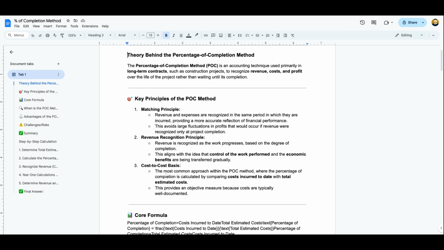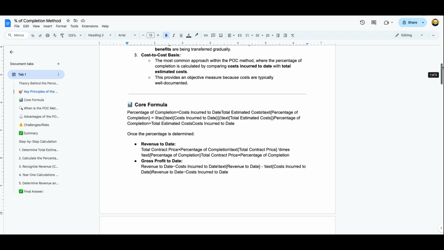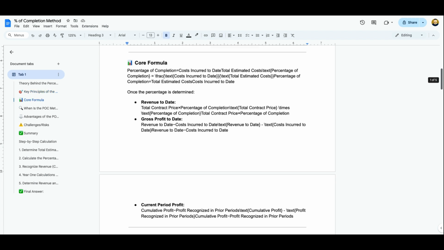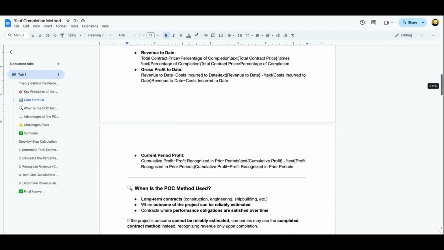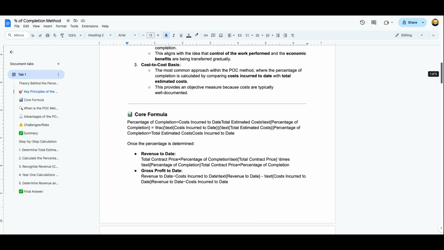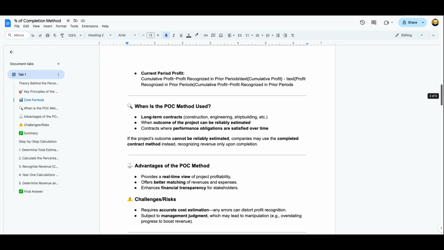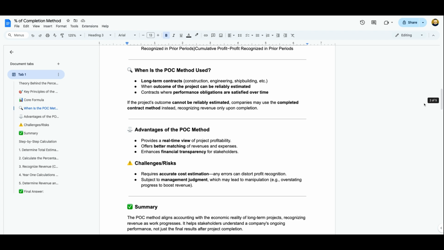Cost to cost basis, the most common approach with the percentage of completion method, where the percentage of completion is calculated by comparing costs incurred to date to the total estimated cost. This provides an objective measure because costs are typically well documented. Core formula, we have a few determinants. We have to find the revenue to date, we have to find the gross profit to date, we have to find the current period profit, and we have to find the cost incurred to date. And how we're going to do that, we'll just get right into the numbers.